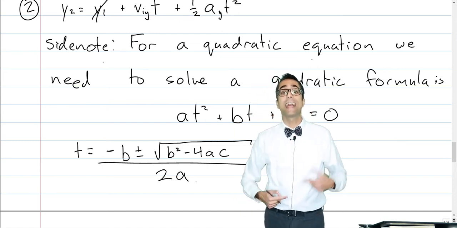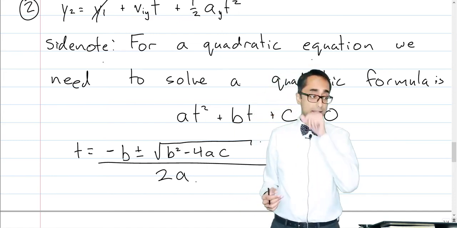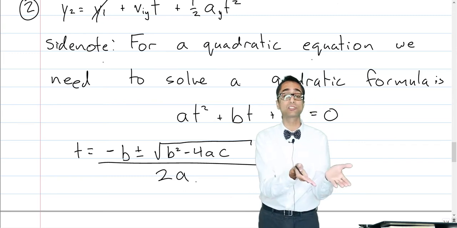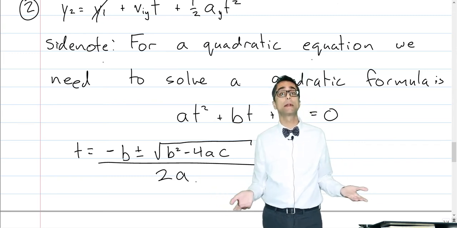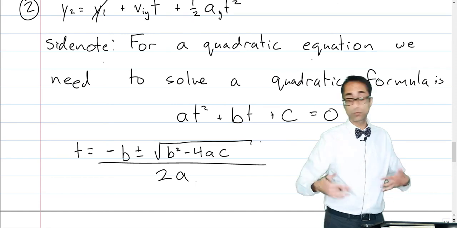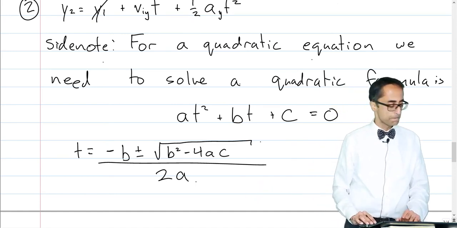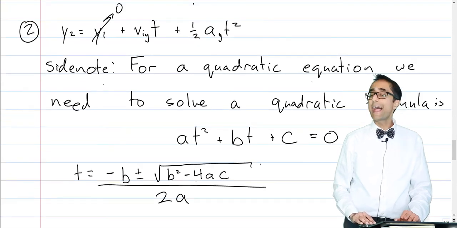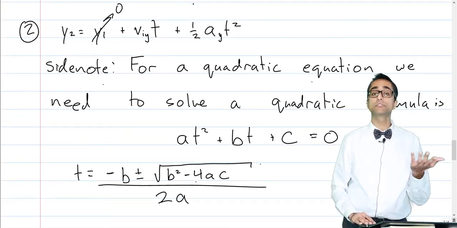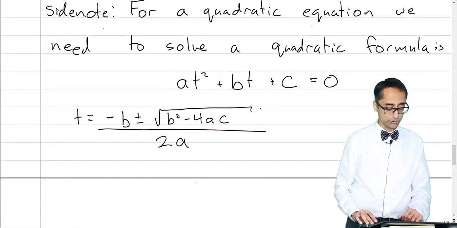You get two numbers, and then you have to decide which number is correct. If you need one answer, one is right and one is not right. There will be times where both could be correct as well, depending on the nature of the question itself. And so let's go back to equation 2 and rewrite it in terms of the quadratic equation.